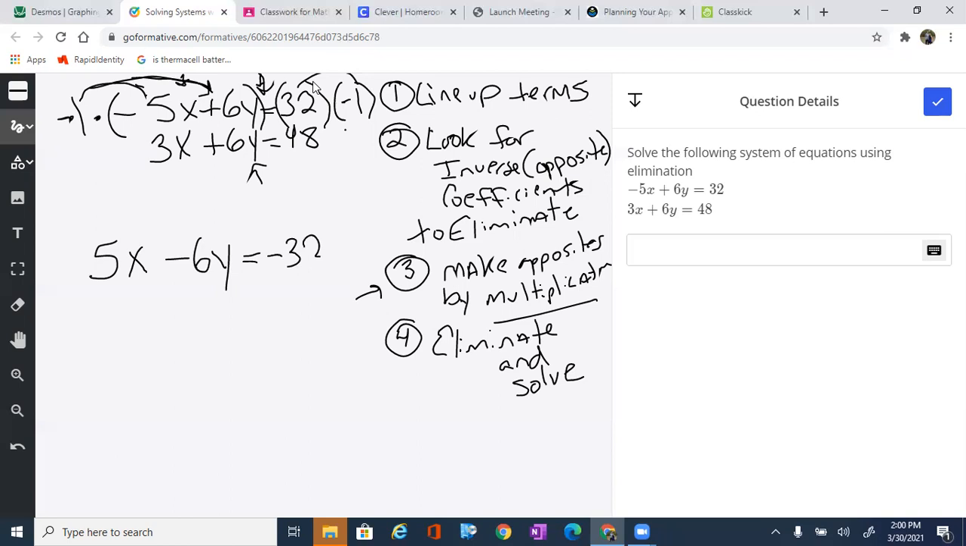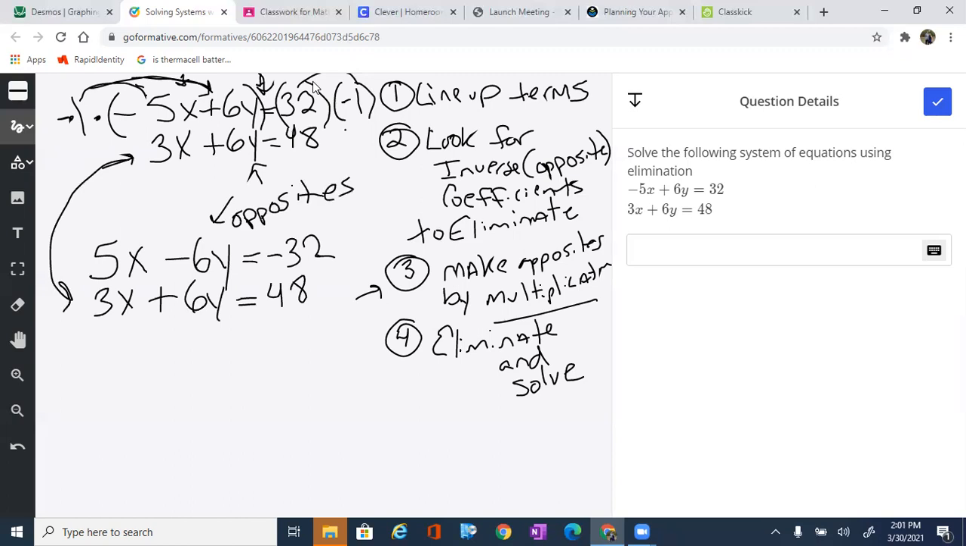Now notice we did not do anything to the second equation. It stays the same. So I just take that and I drag it down and I say, okay, 3x plus 6y equals 48. Now at this point, because I have the opposites right there in the y's, I am going to eliminate. And how I eliminate is I just simply add the equations together. Okay, so 5x plus 3x is 8x. Negative 6y and positive 6y are 0 and cancel. And then we get negative 32 and 48, which is going to be 16 when we add them together.